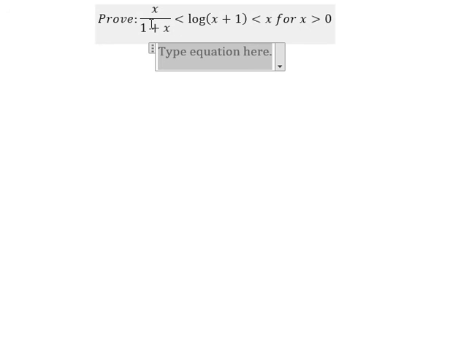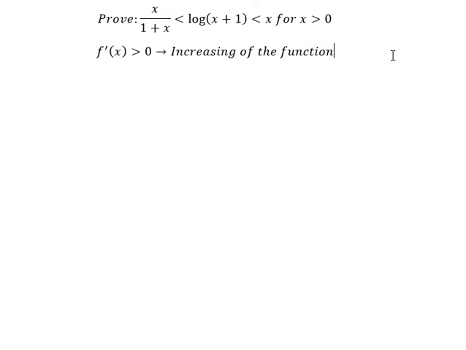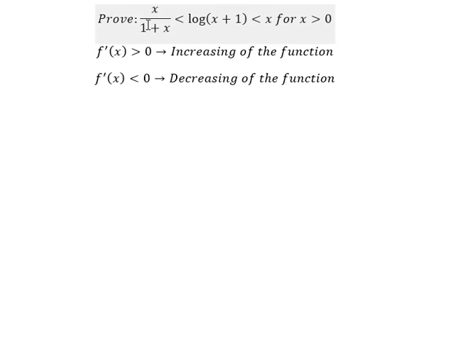Before we prove this one, we need to know that first, if the derivative of the function is greater than 0, it means the function is increasing. And second, if the derivative of the function is smaller than 0, we can say that the function is decreasing. So we need to prove this one first.